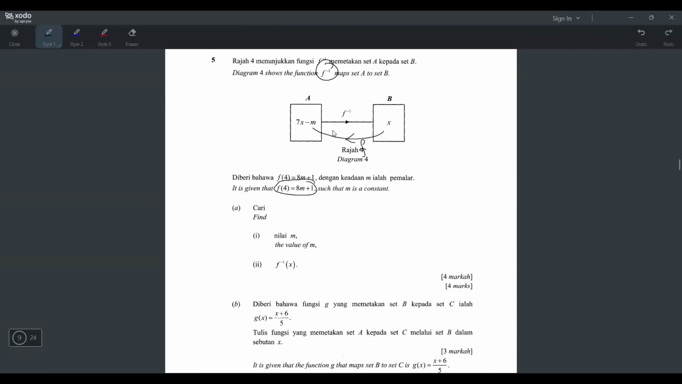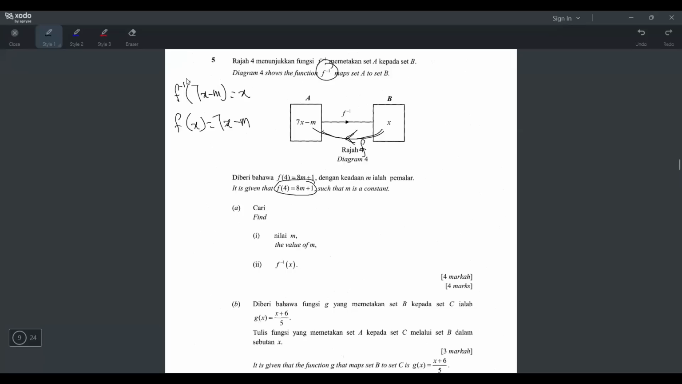Okay, first of all, they already tell you f inverse from A to B, they give you this 7x minus m. So you can actually write it down, right? So how do you write it? f inverse of (7x minus m) equals x. This is how to write it. Okay, what if I reverse it to f? So it becomes what? f. Okay, but if the arrow goes here, this is your object already. So f(x) equals 7x minus m like this, right?